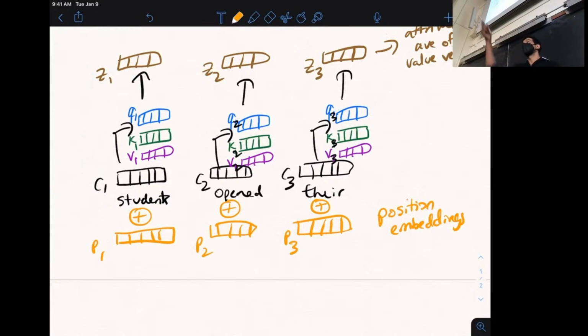Okay, any questions? Yes? Why do we add position embeddings instead of concatenate? Oh, that's a good question. You could concatenate them, pass them through a feed-forward layer. You could do any sort of composition that you want. It's simple, I guess, to add. There's no real reason.